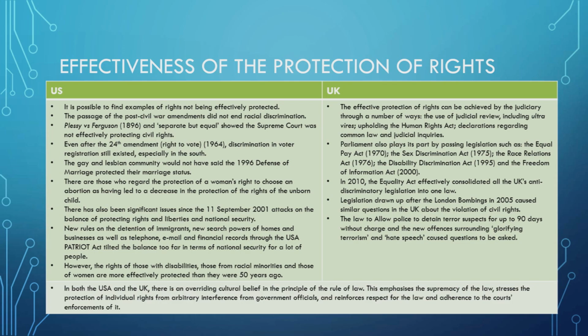In both the USA and the UK, though, there is an overriding cultural belief in the principle of rule of law, and this emphasises the supremacy of the law, it stresses the protection of individual rights from arbitrary interference from government officials, and it reinforces respect for the law and adherence to the court's enforcement of it. So even in both countries, we have this kind of cultural slant towards the law and to understanding the law, and we almost trust government officials and lawmakers to have our best interests at heart. It's not for everyone, but some people do.